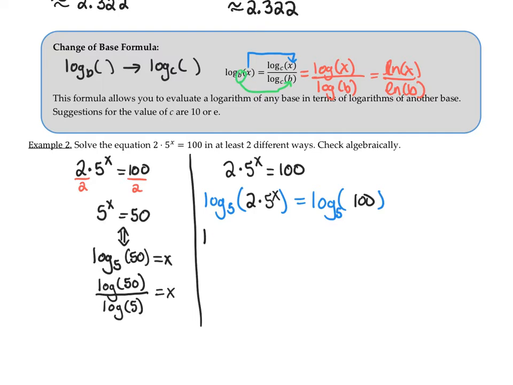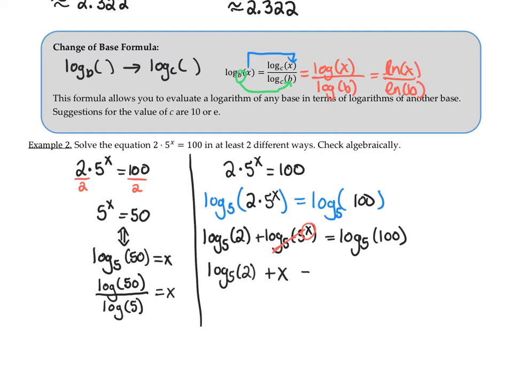On the left-hand side, I can split up using our log property for multiplication that says I split up the arguments and add them. On the right-hand side, I'm just going to leave that, because log base 5 of 100 is just a number. Now back to the left-hand side, I have a cancellation property that gives me just x. So I have log base 5 of 2 plus x equals log base 5 of 100.